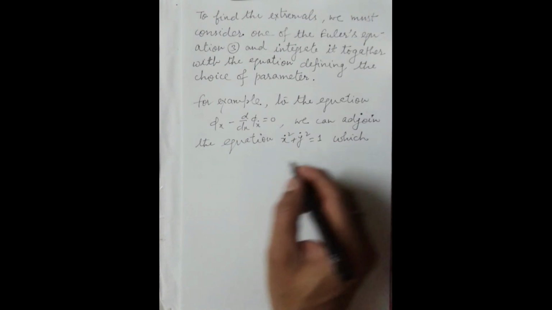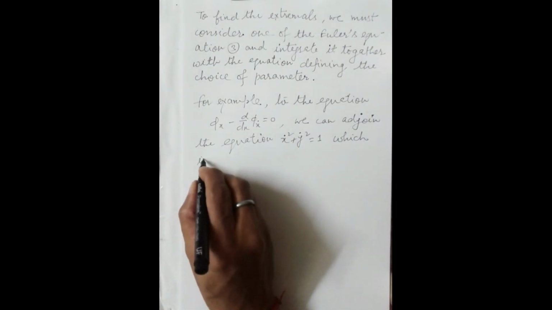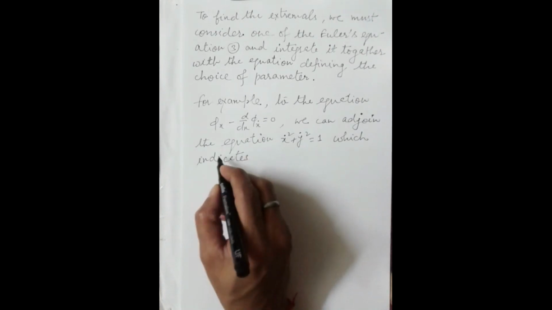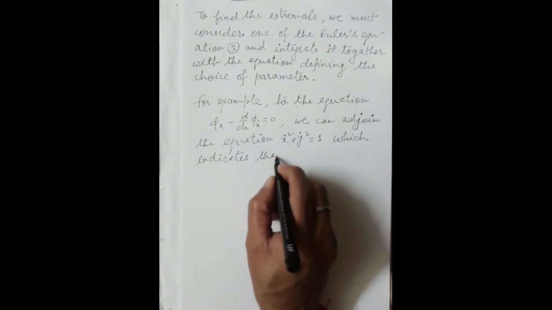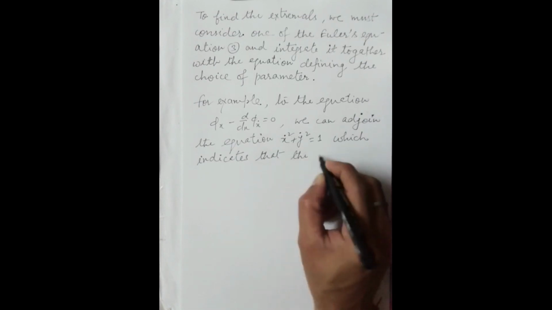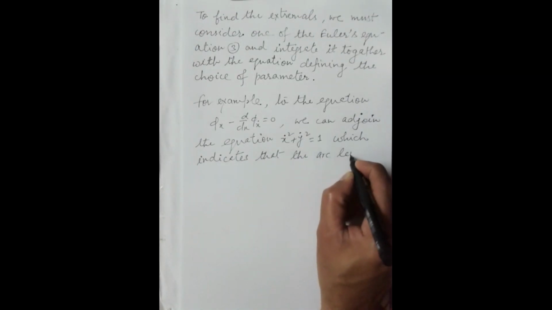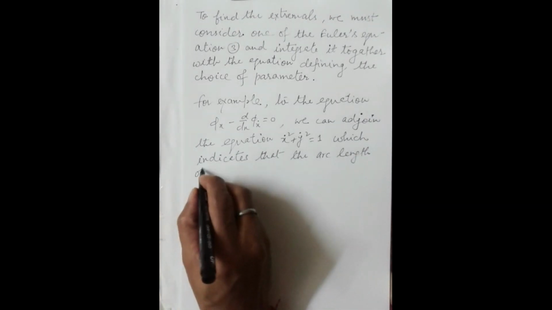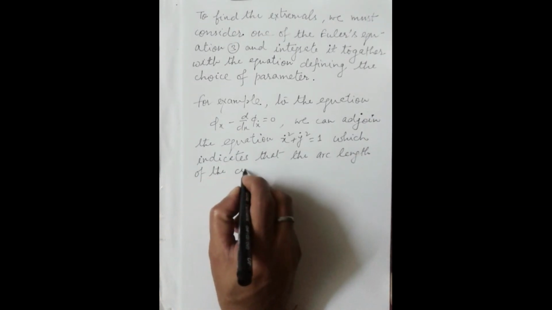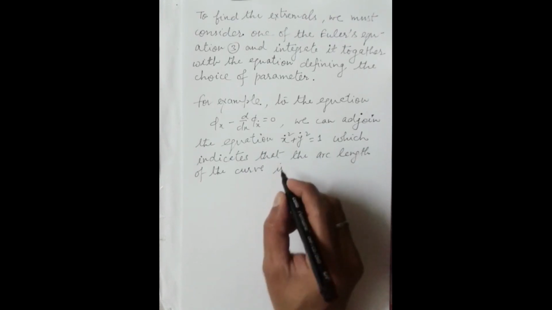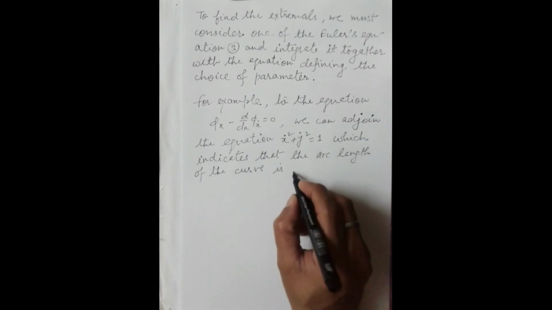which indicates that the arc length of the curve is taken as parameter.